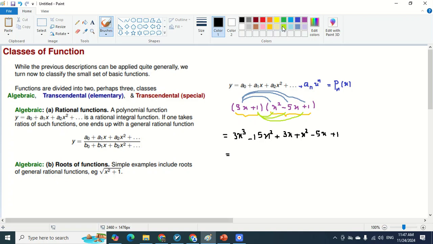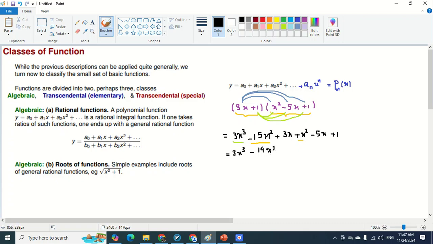The only term that has the exponent 3 is 3x cubed, so we have 3x cubed as the first term over here. The terms that have x squared are two of them. So we have minus 15x squared and plus x squared, and minus 15 plus 1 gives you minus 14. So we have minus 14x squared after simplifying that one.